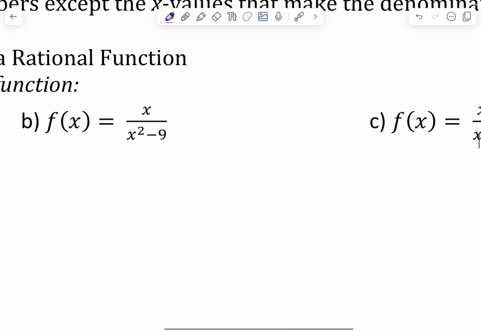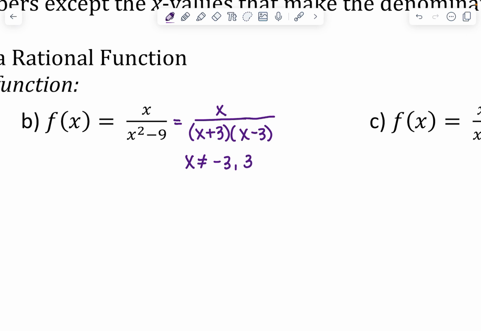So if we look at b, f of x equals x over x squared minus 9, we want to start by factoring. So x squared minus 9 can factor to be x plus 3 and x minus 3. So from this denominator, we know that x cannot equal negative 3 and positive 3. So our domain is going to start from negative infinity to our smallest exclusion of negative 3, union negative 3 to positive 3, union 3 to infinity.